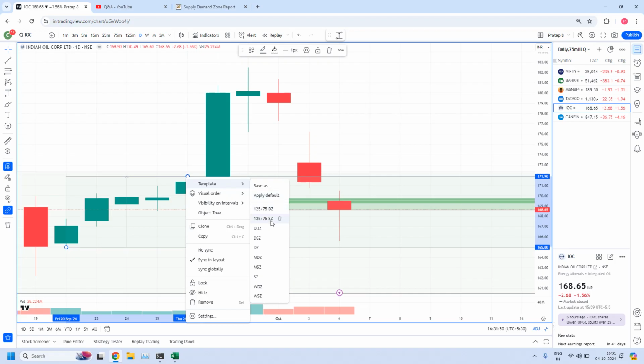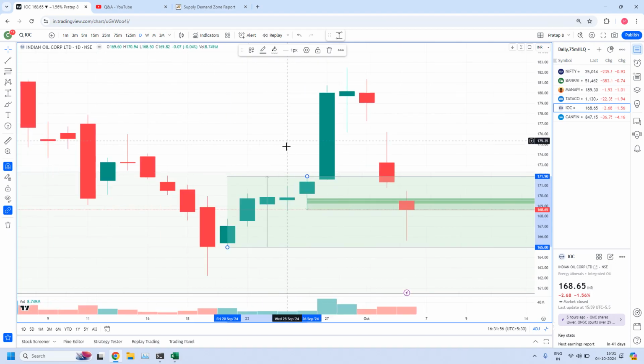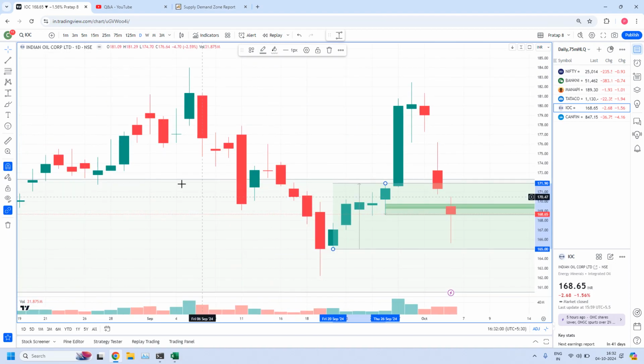This is a daily zone. This is the daily demand zone. See, this daily demand zone is where it is. This is inside the weekly demand zone. And inside this daily demand zone, we have this 75-minute zone. This is what is called zone confluence.